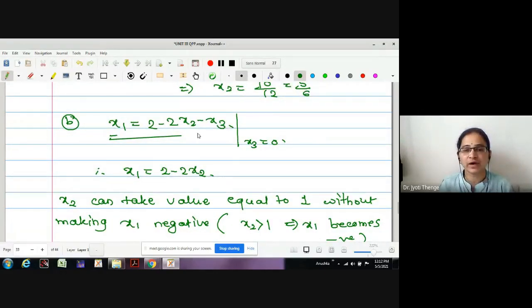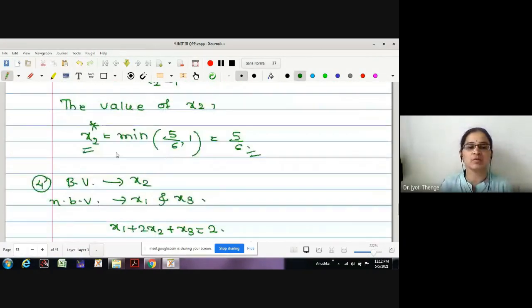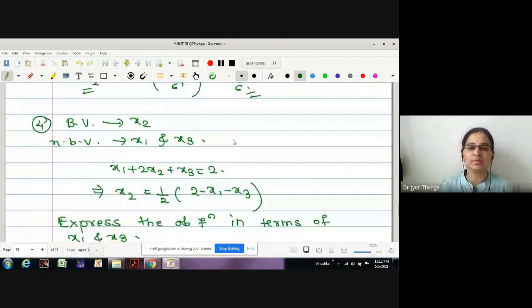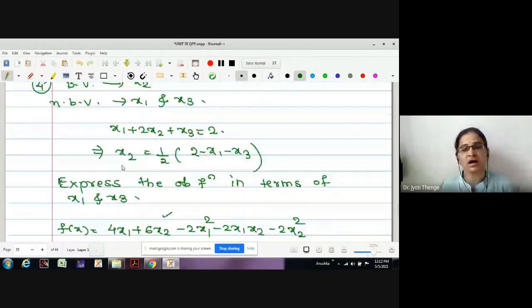Then if I look at this statement by putting x3 equal to 0, again non-basic, x2 can take a maximum value of 1 without making x1 negative. Therefore, among the two, the minimum will be 5 by 6 and that will be the value. Now in the next iteration, the basic variable is x2, and the remaining two become non-basic. Again we will repeat the same step.